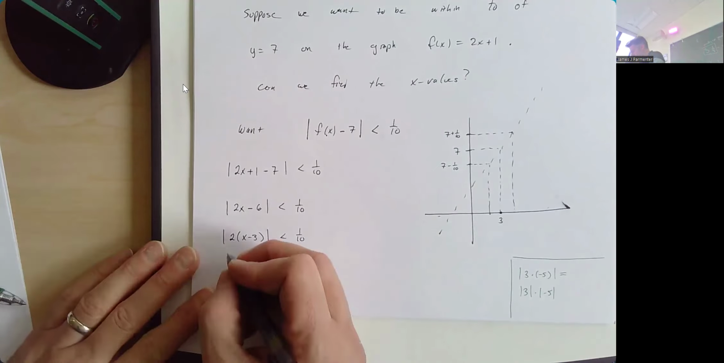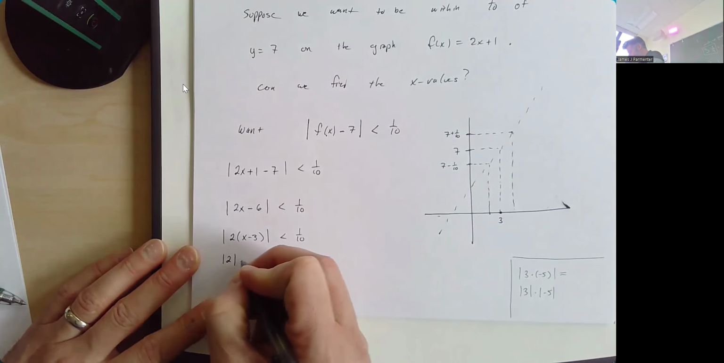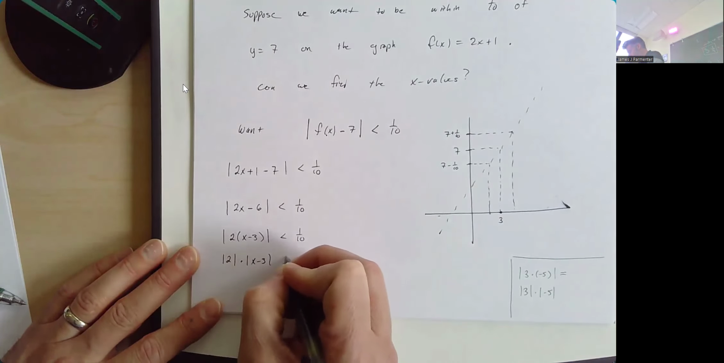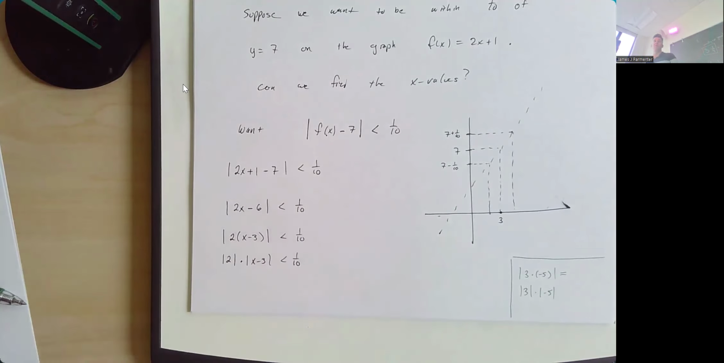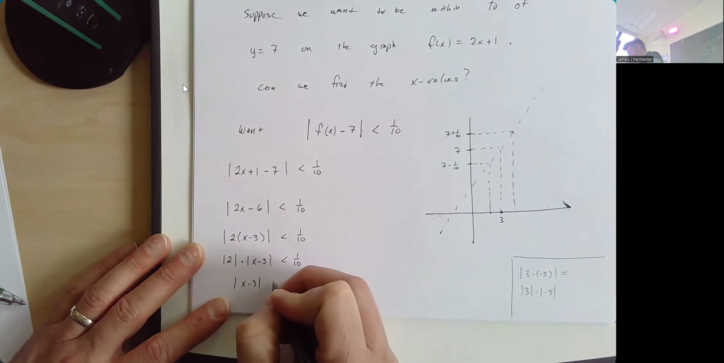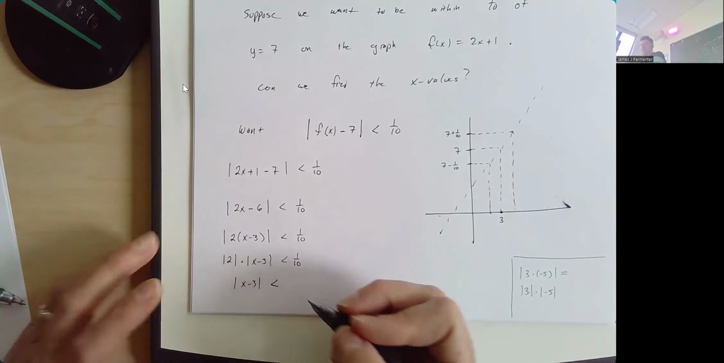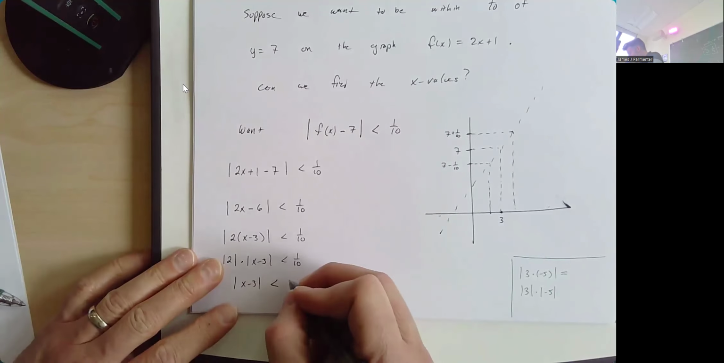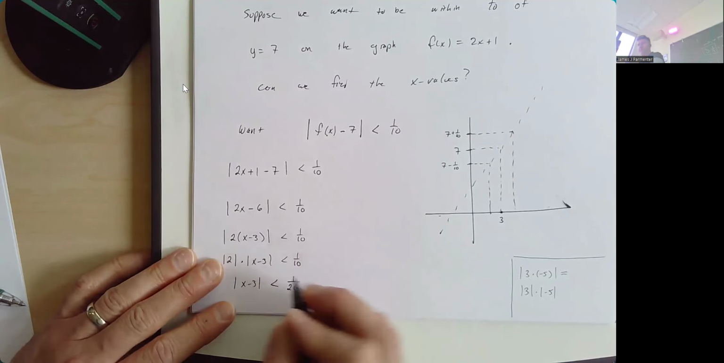So I'm going to write this as the absolute value of 2 times the absolute value of x minus 3. But then the absolute value of 2 is just 2. So this is going to become the absolute value of x minus 3 is less than 1/10 divided by 2, which is 1/20.